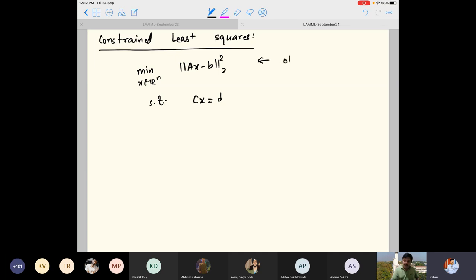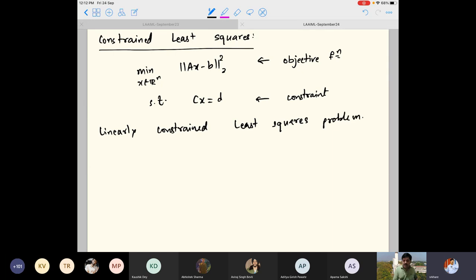This is called the objective function. This is called the constraint. What really happens is this is a linearly constrained least squares problem. The constraint is affine here, so this is called a linearly constrained least squares problem. Least squares because the objective function is least squares, and linearly constrained because the constraint is affine or linear.